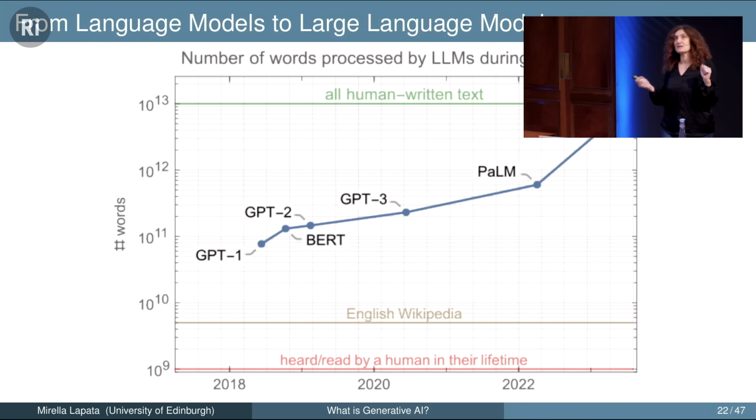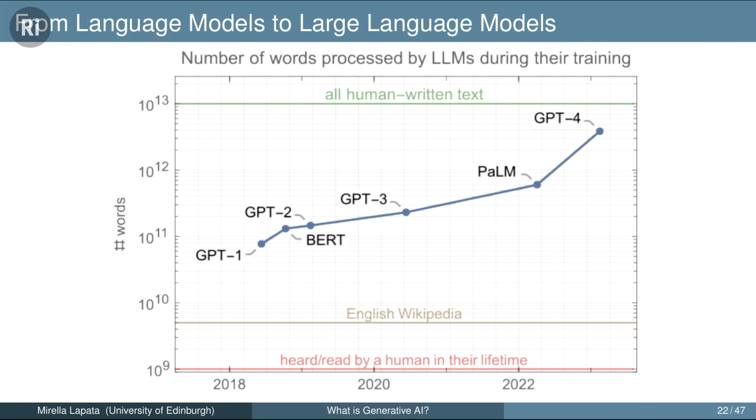Now, what about the words it's seen? This graph shows us the number of words processed by these language models during their training. And you will see that there has been an increase, but the increase has not been as big as for the parameters. So the community started focusing on the parameter size of these models, whereas in fact, we now know that it needs to see a lot of text as well. GPT-4 has seen approximately, I don't know, a few billion words. All the human written text is, I think, 100 billion. So it's sort of approaching this.